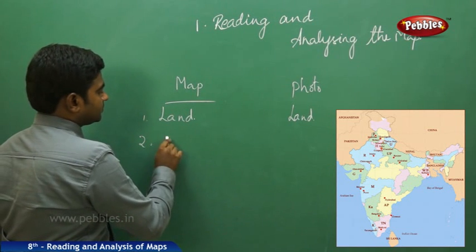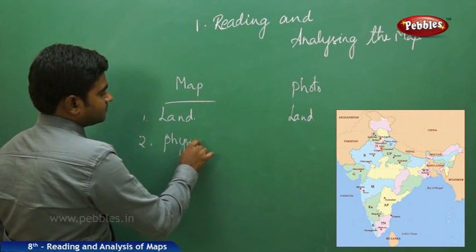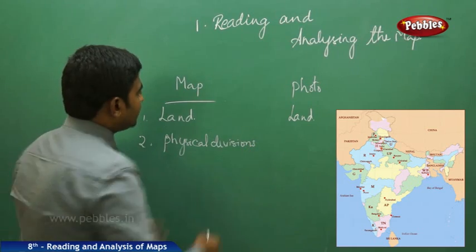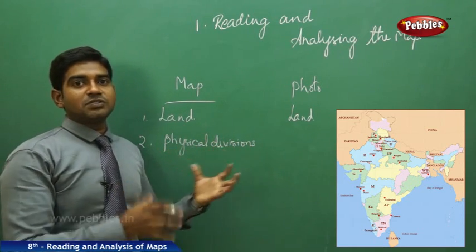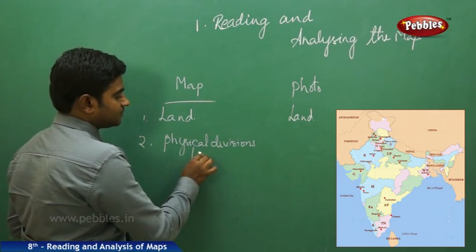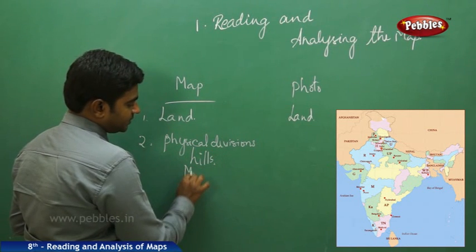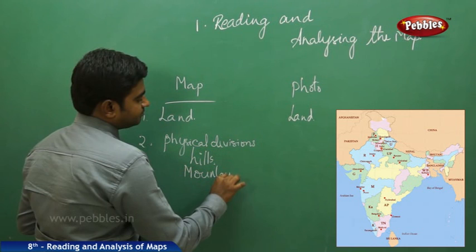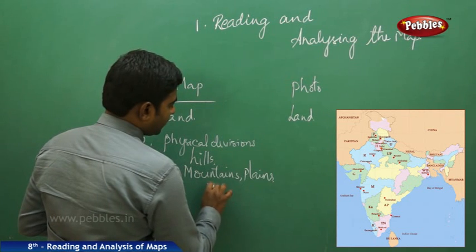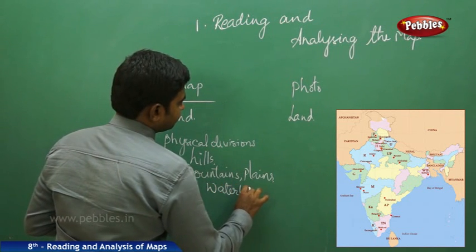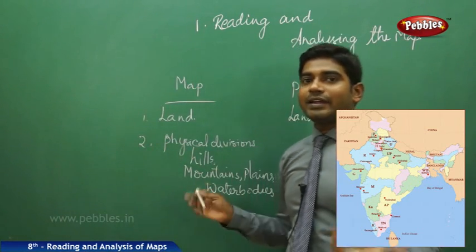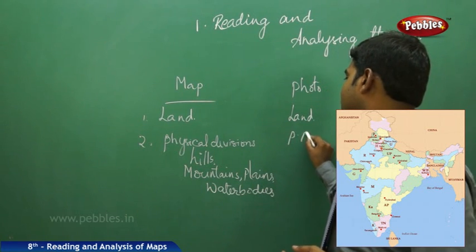The next point: the map gives us a clear picture of the physical divisions. What are the major physical divisions that it has? For example, it has hills, mountains, plains, water bodies, etc. But when it comes to a photograph, you can't get a clear picture of any of the physical divisions shown in the map.